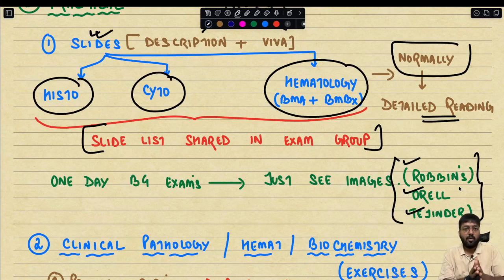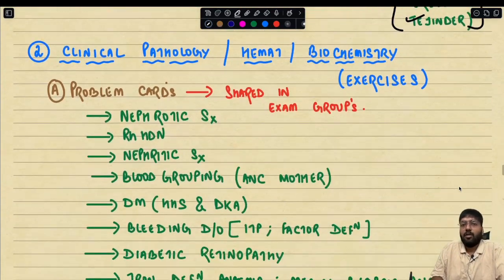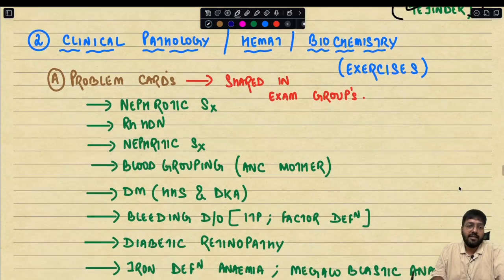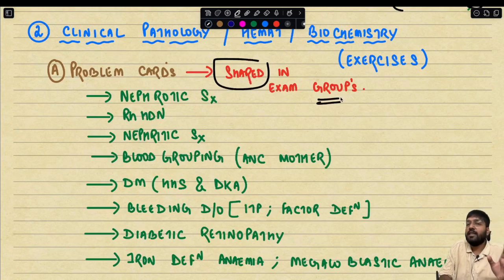Sit with the book, sit with the list of all the important slides I have given you, and just start looking at each one of them very fast. Then you are having the clinical pathology, hematology or biochemistry exercises in the exam. Very importantly, you are given problem cards, and the problem cards I have already shared with you in the third year groups. Now remember, every college has its own set of exam cards, and usually before the practicals you are shown all those problem cards.